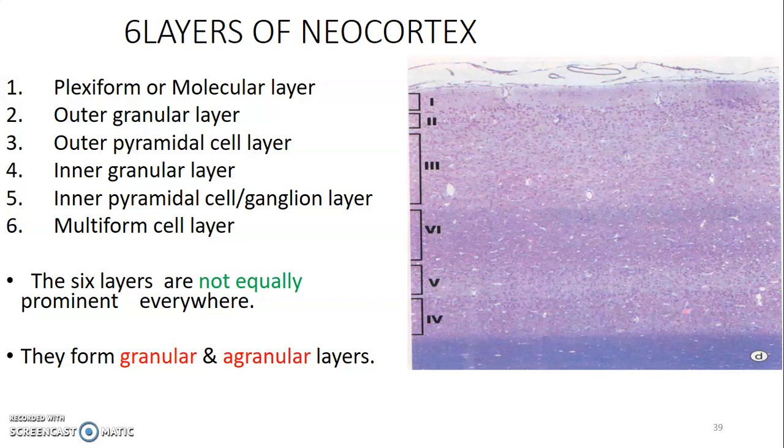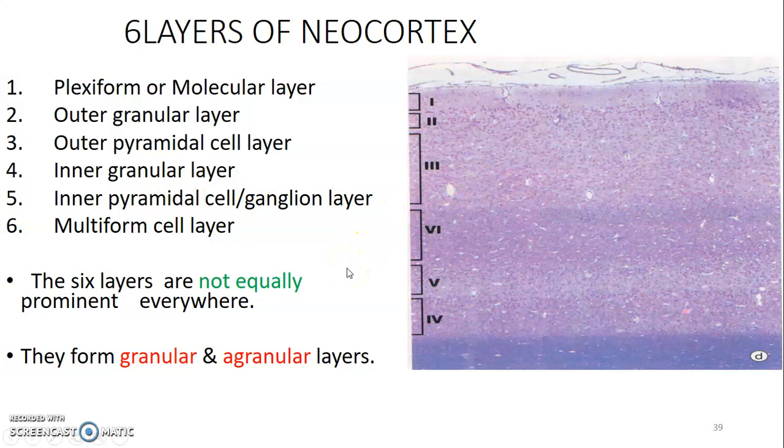So the plexiform layer is the most superficial. It contains many dendrites and axonal synapses, and you have sparse cell bodies of nuclei in the neuroglial cells, and that's where you find the horizontal cells of Cajal. After that, you have the outer granular layer, in this place you have stellate cells and small pyramidal cells. Then of course you have various axons and dendritic connections.